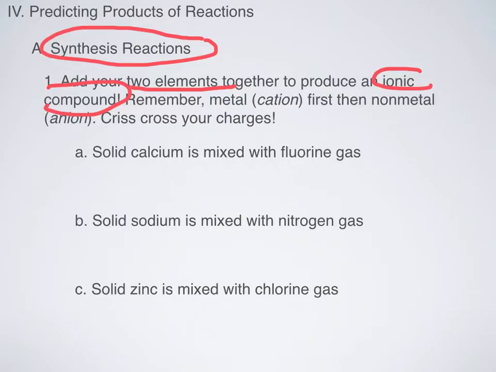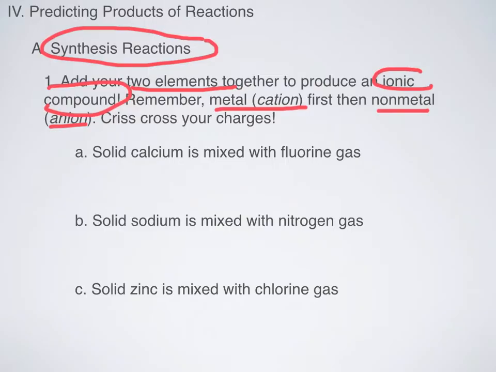And remember that whenever we write ionic compound formulas, the metal or cation goes first, and then the nonmetal or anion goes second. Remember to crisscross your charges so that you're actually making a real ionic compound and you're not just making up your own formula for something. So let's start with the very first example.